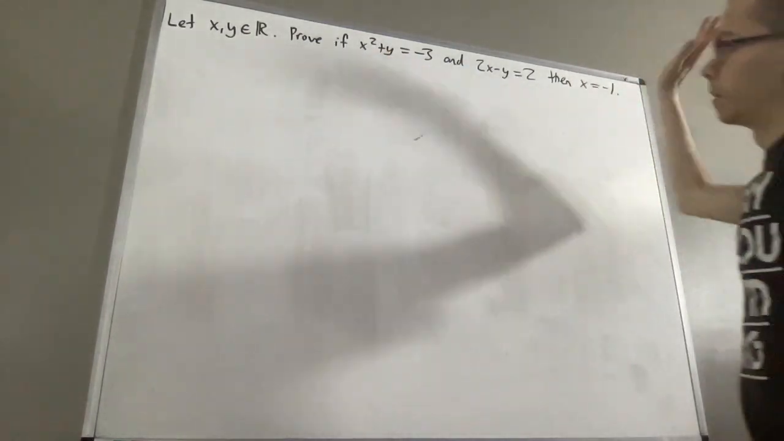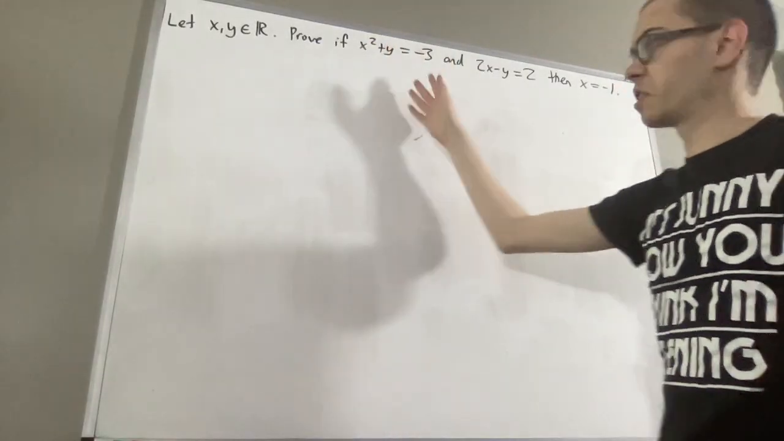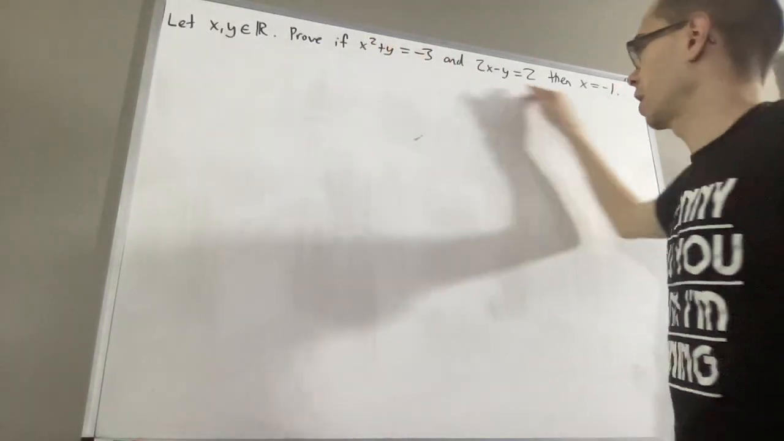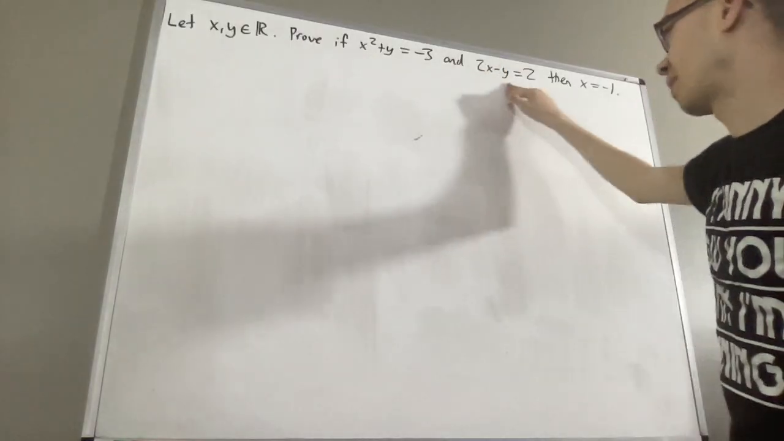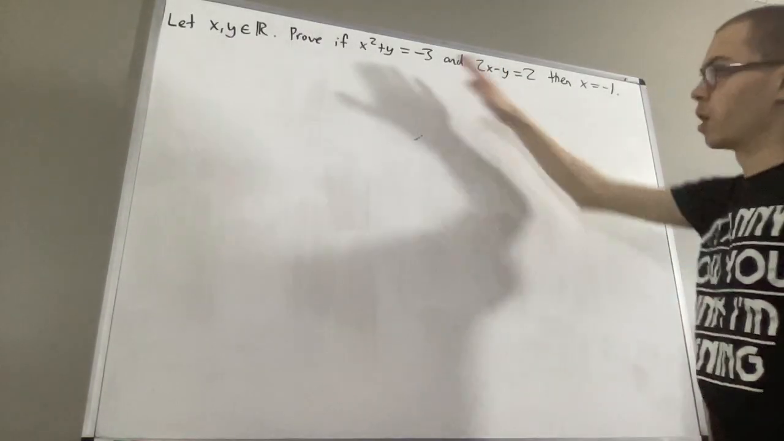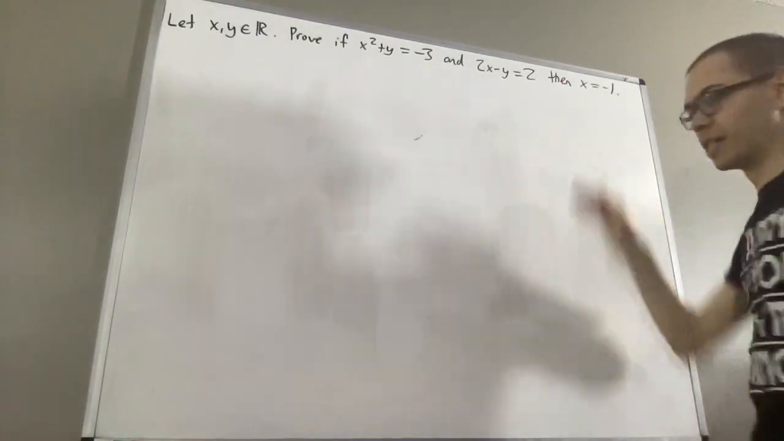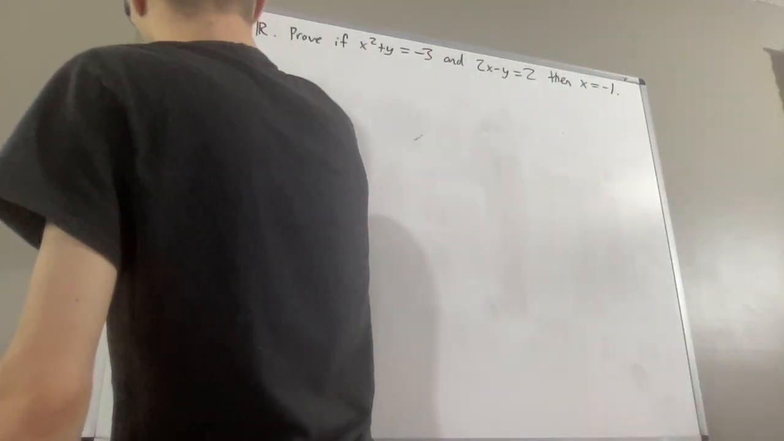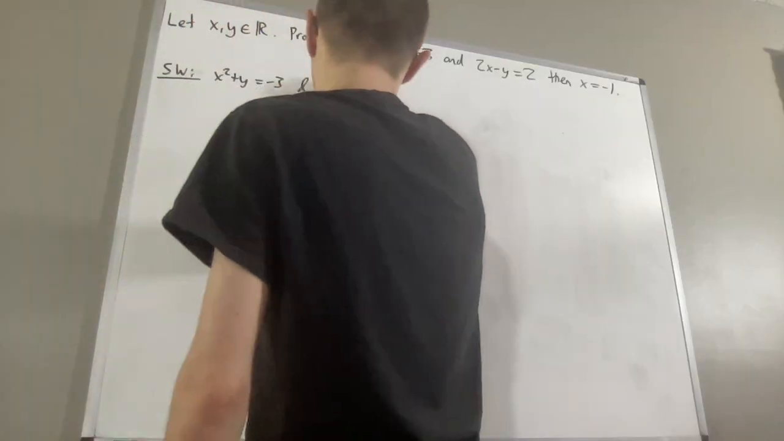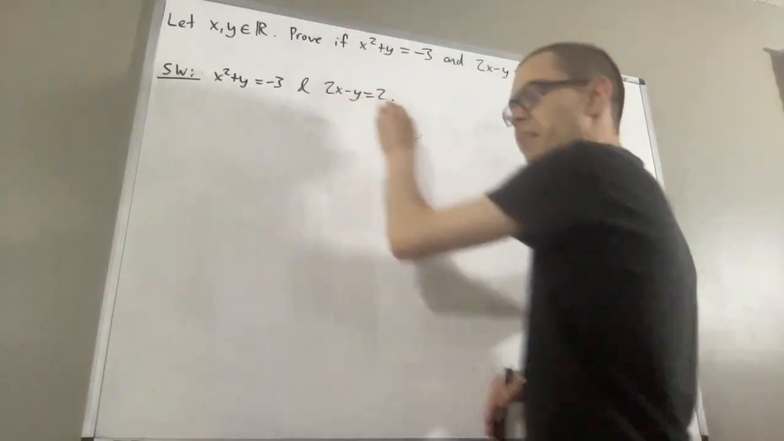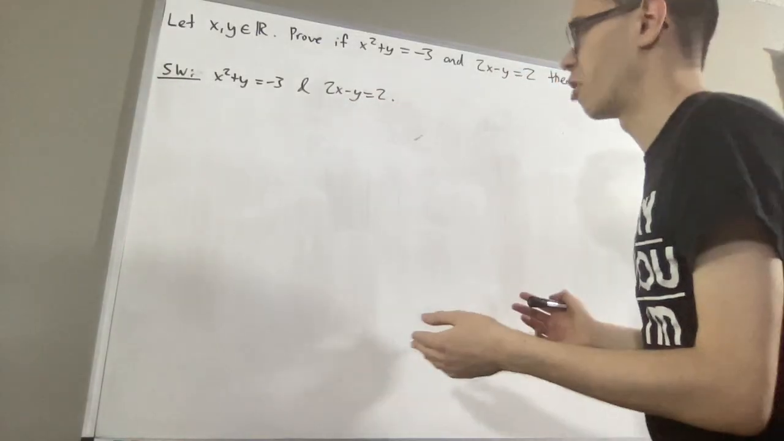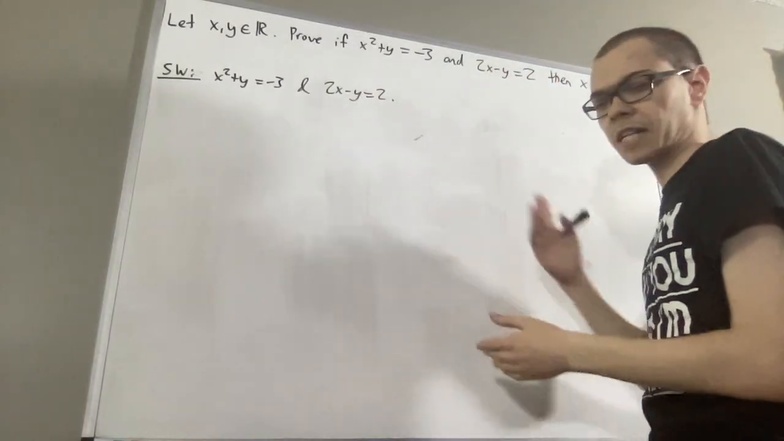So, let's try to prove it directly first, right? So, to prove it directly, let's make the assumption x squared plus y is equal to negative 3 and 2x minus y is equal to 2. From there, we'll try to logically deduce x is equal to negative 1. So, this looks like we have a system of equations if you've taken an algebra course. And yeah, that's essentially what's happening.